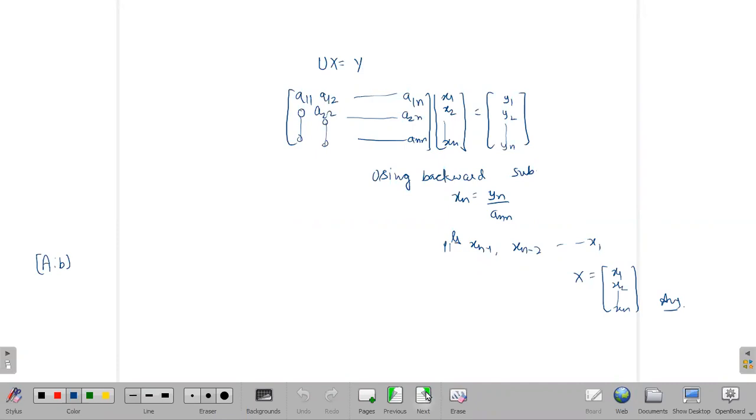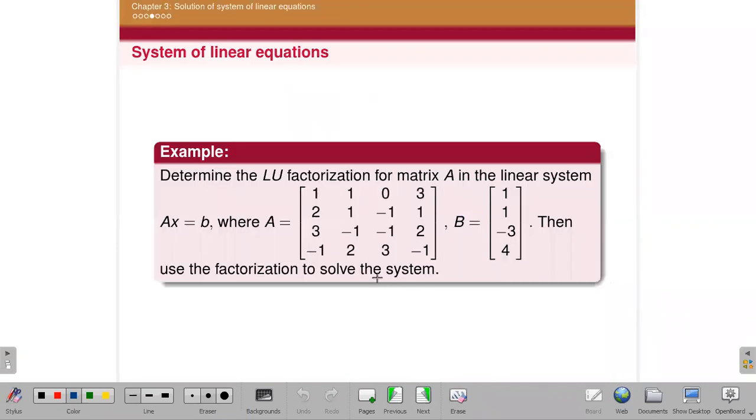So now come to one example. Here you have to determine the LU factorization, means you have to find L and U for the given matrix A in the system of linear equations AX is equal to B. Then you have to find the solution also. Use LU factorization to solve the system. So our first step, you write this matrix.